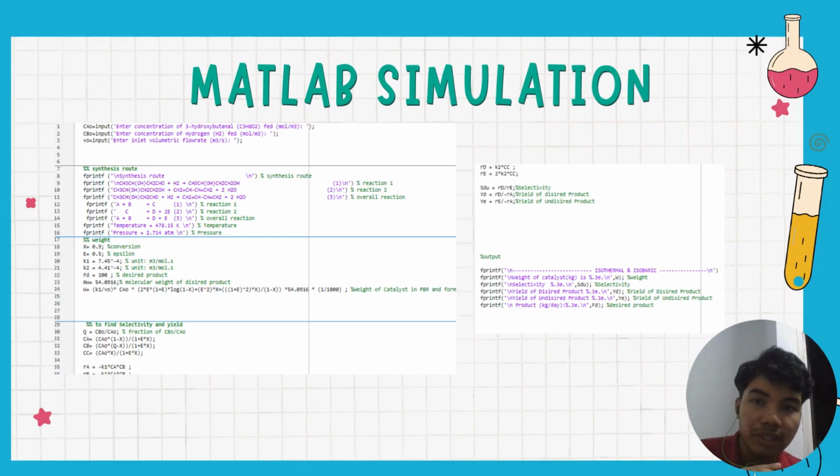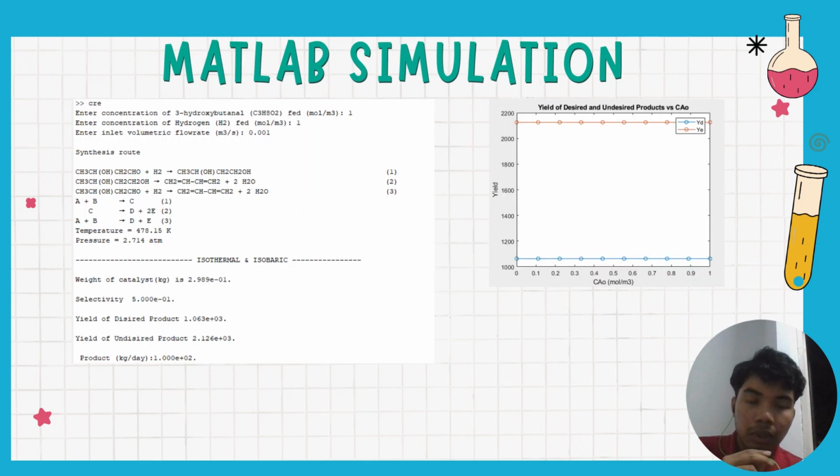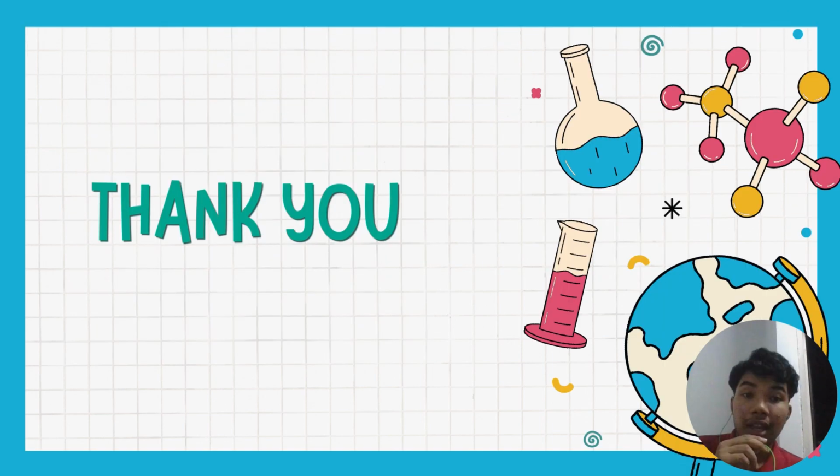So for the MATLAB simulation, we need to input the concentration of A, the concentration of B, and the volumetric flow rate. And then MATLAB will automatically calculate and print out the weight of the catalyst, selectivity, yield of desired product, and yield of undesired product. This is the code for plotting the graph of yield versus concentration. So this is our product: weight, selectivity, yield of desired product, yield of undesired product, and graph for yield versus concentration. That's all from us.